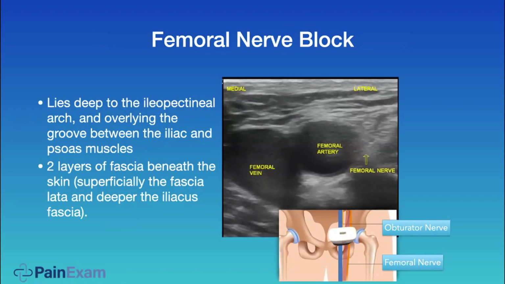So nerve, artery, vein. Here it's reversed. The nerve is on the right, then there's the artery and the vein. And you can see the ultrasound, how it is positioned over the blood vessels and the nerve.